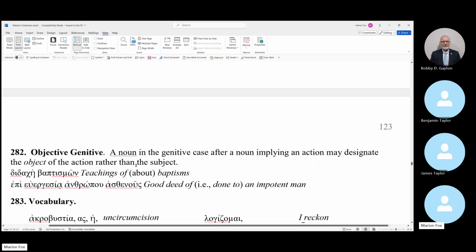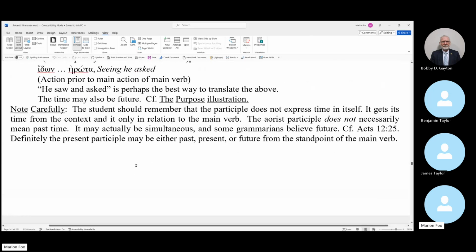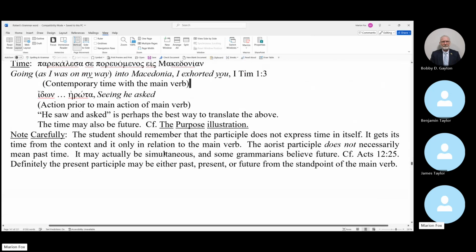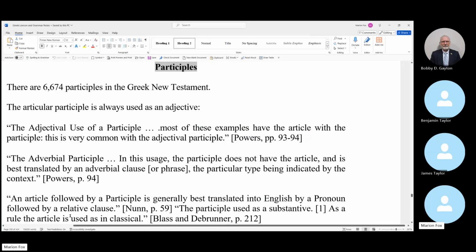Okay, let me see here. Let me do this. I think I want to do that. I wanted to get out of it just a minute. Let me see. I think I've got to get out of it. Can you see it, participles?